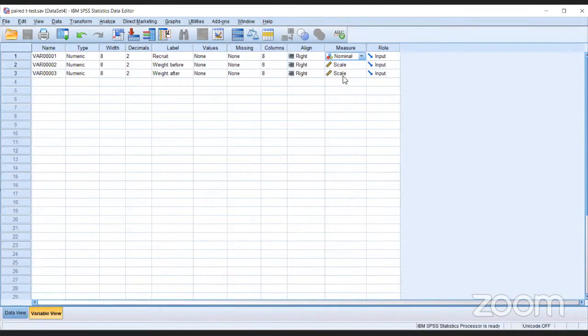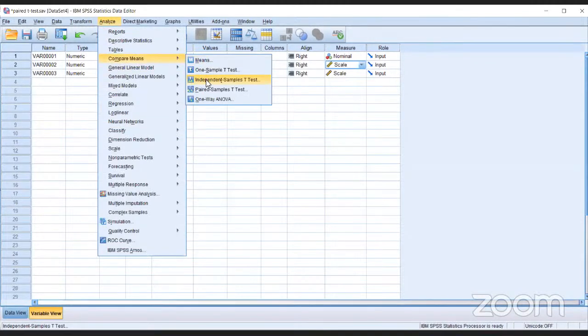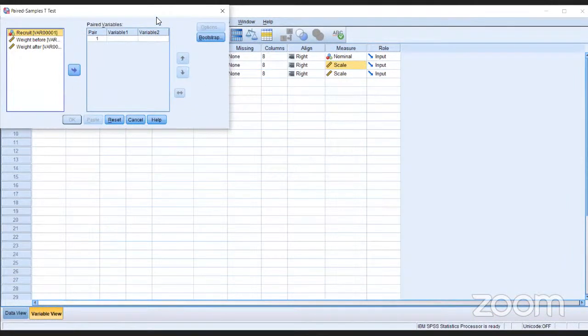Okay, so these are scales. Are you able to see this screen? Are you able to see the screen? Yes, sir. Okay. So now what I'm doing here, going for compare means and paired samples.